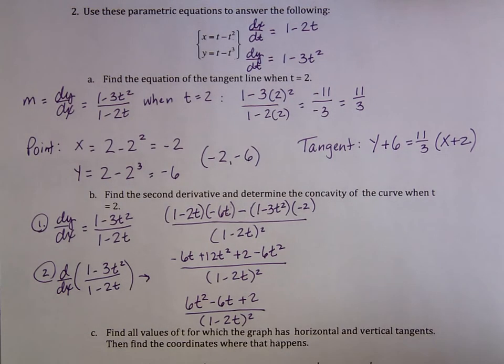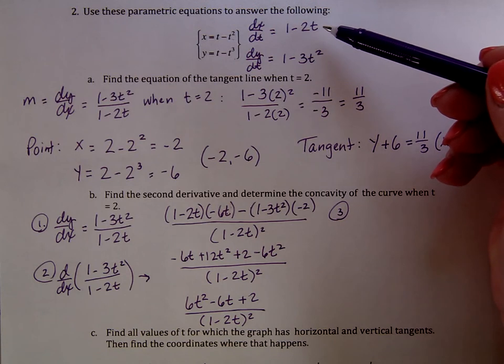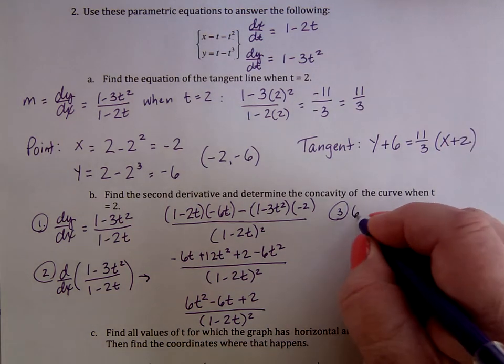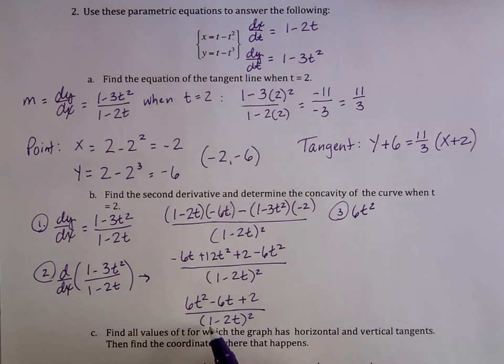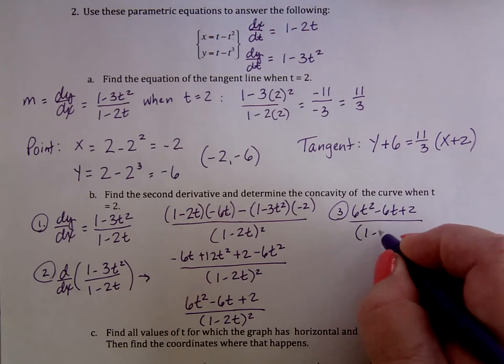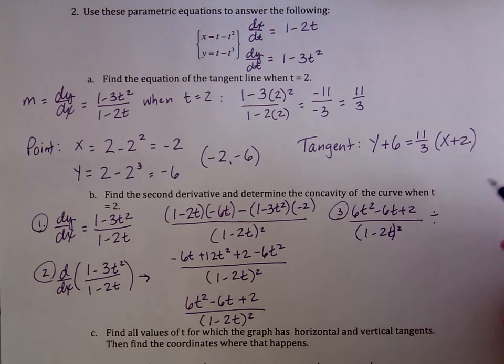Well, step 3 says, all right, we'll take that lovely thing and put it over dx. Well, dx back up here is 1 minus 2t. If I put it over that, it's going to be that whole crazy complex fraction thing. So I'm going to go horizontal. It's 6t squared minus 6t plus 2 divided by 1 minus 2t quantity squared, divided by dx over dt, which is 1 minus 2t.